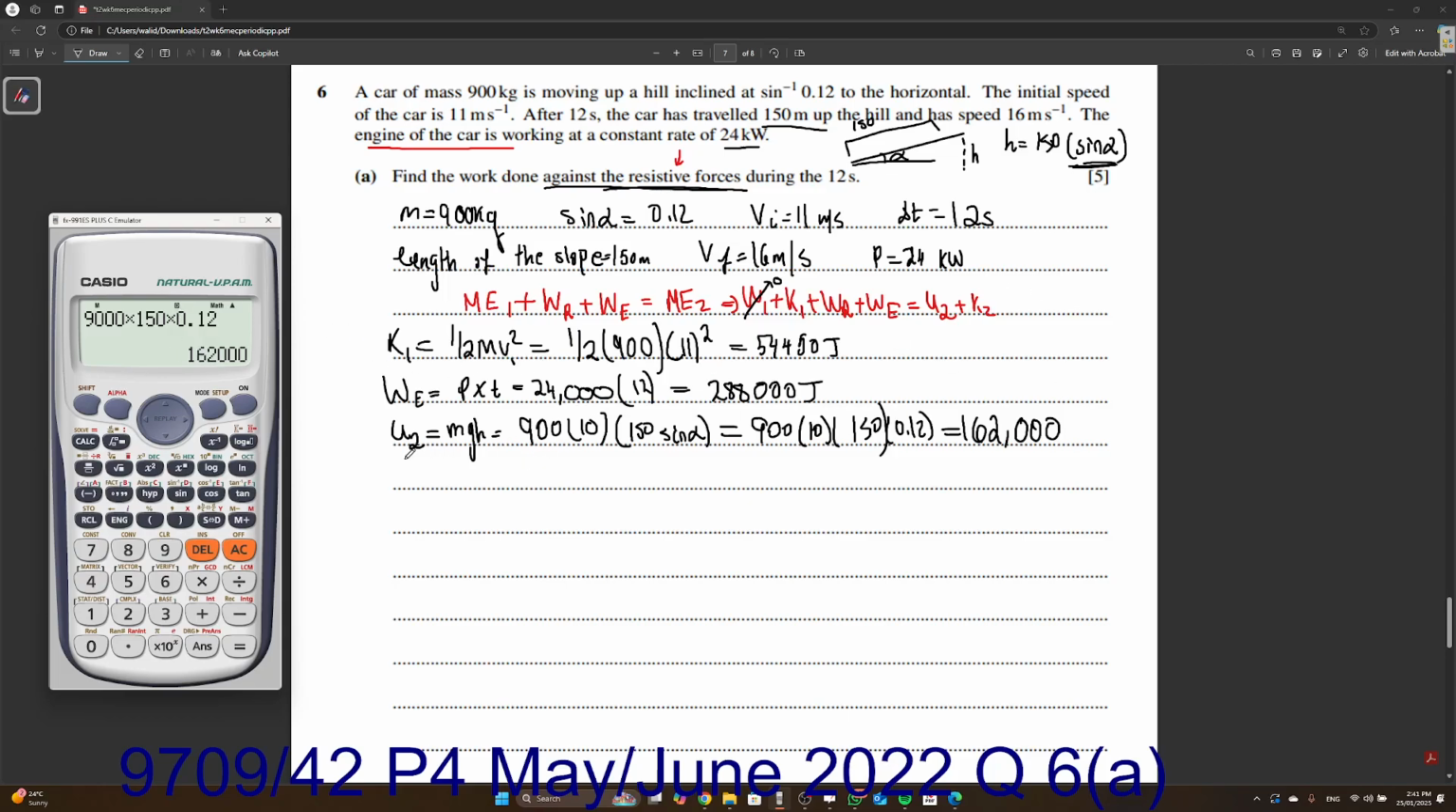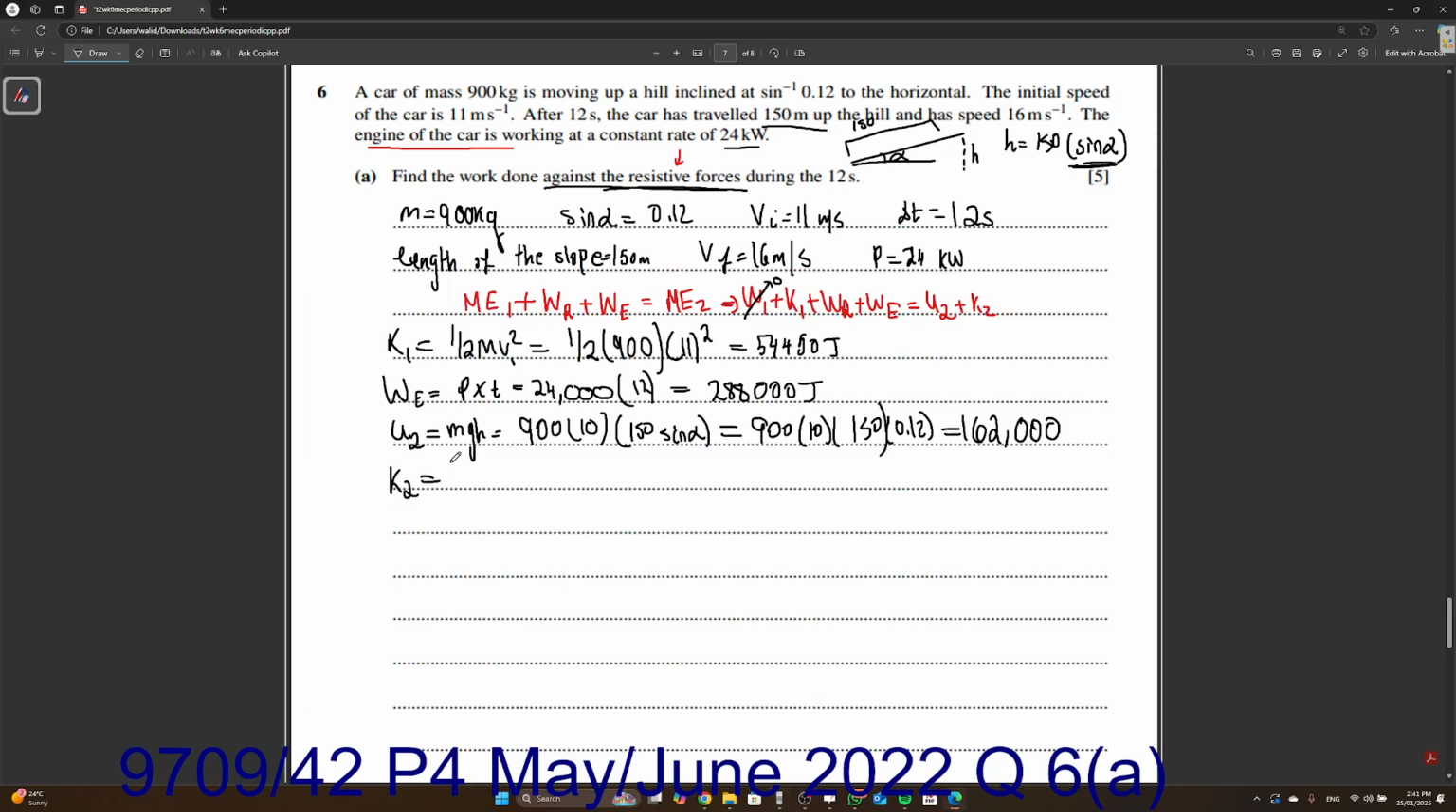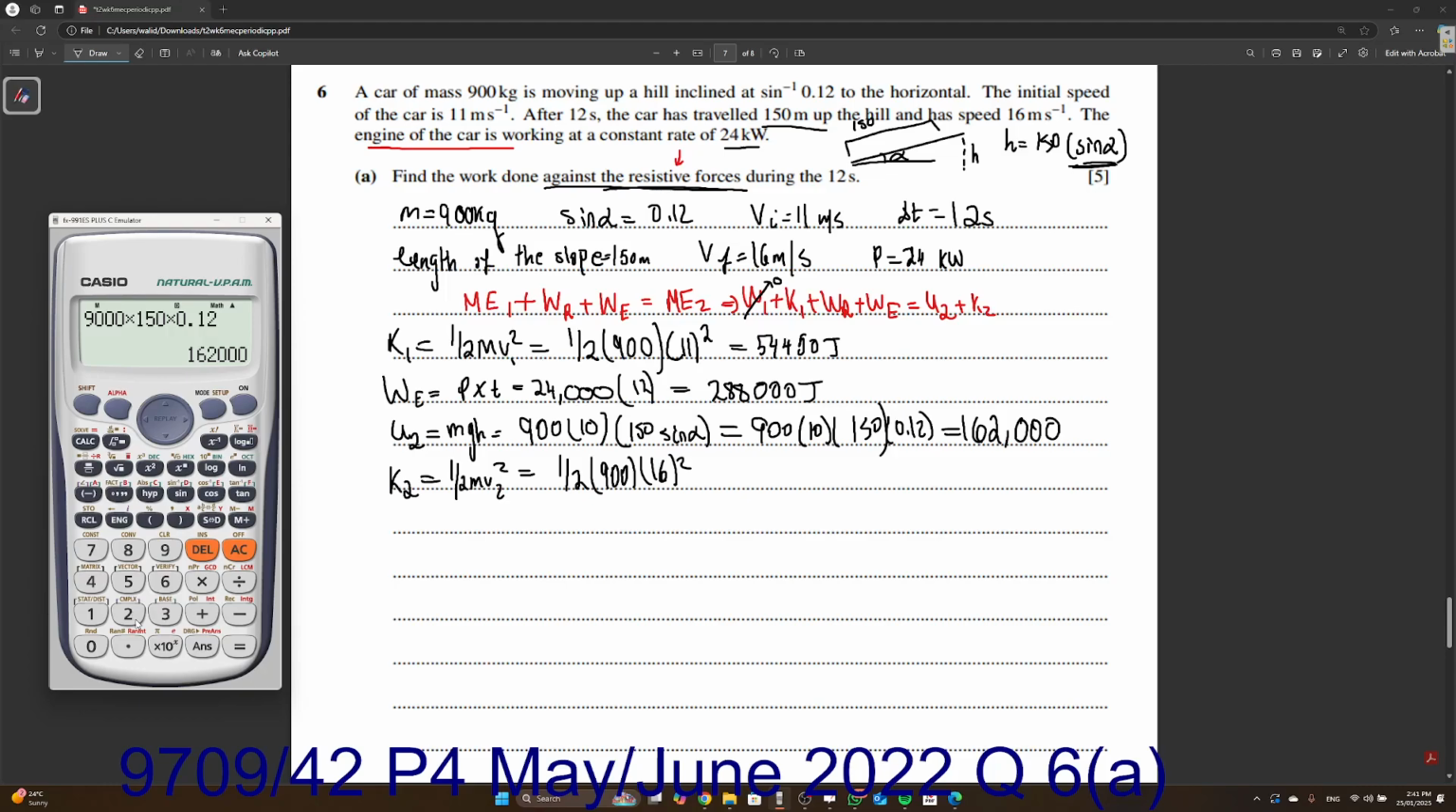And then we know that K2 is also half mv2 squared. So it's equal to half times the mass 900 times v2 squared, which is just 16 squared. It's going to be 450 times 16 squared. You get 115,200 joules.